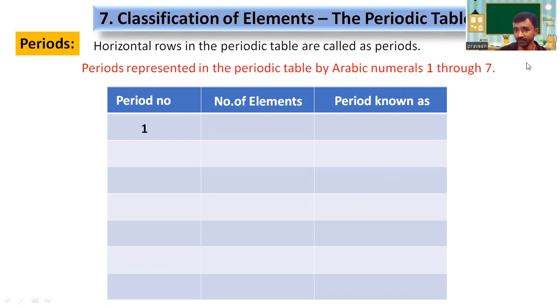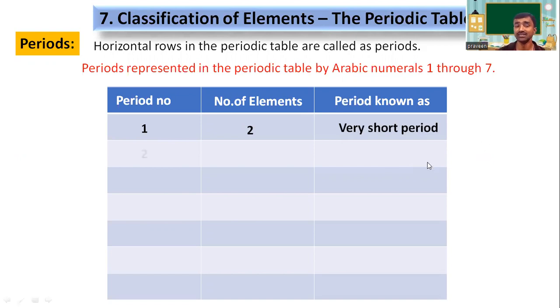Can anybody answer me? Number of elements in the first period? 2. Only 2. What are they? Hydrogen and helium. So this period is very, very small, a very short period. It is called the very short period of the modern periodic table, consisting of only 2 elements.